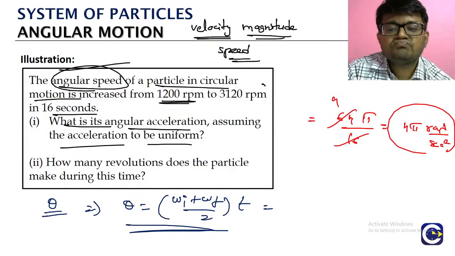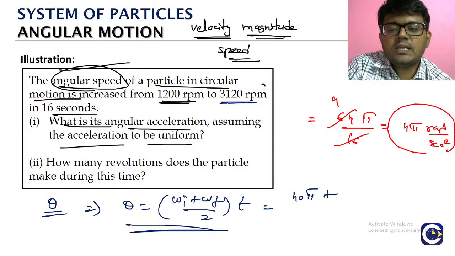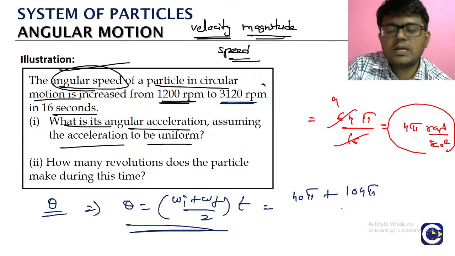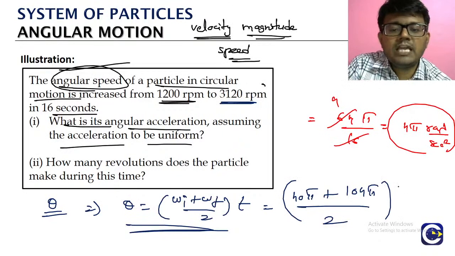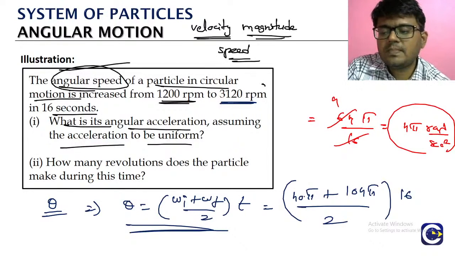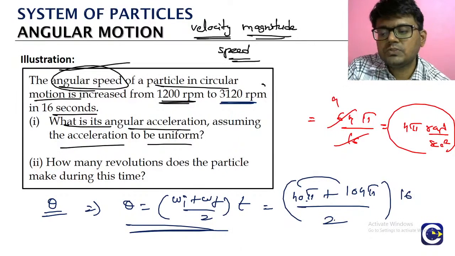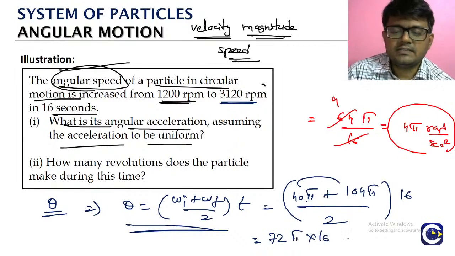Omega initial எவ்வளவு? This is 1200 into pi by 30 பண்ணா what is it? That is 40 pi. அந்த மாதிரி omega final எவ்வளவு? 104 pi. இப்போதான் நம்ம பண்ணது, what is it? 104 pi divided by 2 into time எவ்வளவு? 16. ஓகேவா? So இங்க பாருங்க, 40 plus 104 means 144. So divide by 2 பண்ணா it will be 72. So பாருங்க, 72 pi into 16.